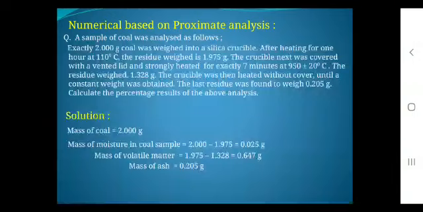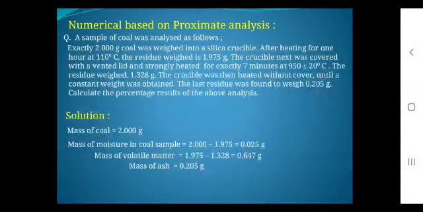Exactly 2.000 gram coal was weighed into a silica crucible. After heating for 1 hour at 110 degrees Celsius, the residue weight is 1.975 gram. The crucible next was covered with a vented lid and strongly heated for 7 minutes at 950 plus minus 20 degrees Celsius. The residue weighed 1.328 gram. The crucible was then heated without cover until a constant weight was obtained. The last residue was found to weigh 0.205 gram. So calculate the percentage result of the above analysis.